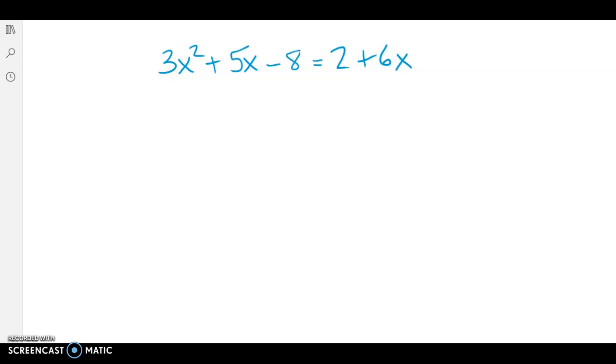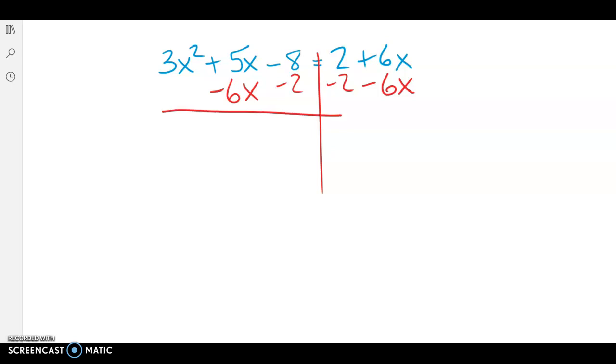Or you can move everything to the right side, but I think it'll be easier if we move it all to the left side. So I'm going to draw a line, and I'm going to minus this 2 on both sides. Notice how it lines up with the -8 because both of those are constants. And then I'm also going to minus the 6x. And then I also have to do that on the other side. Make sure it lines up with the 5x. Remember, you can only subtract x's from other x's.